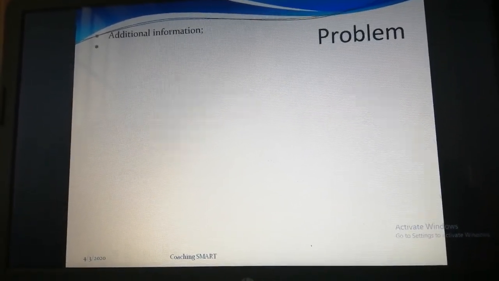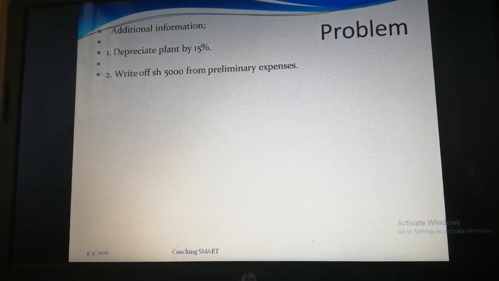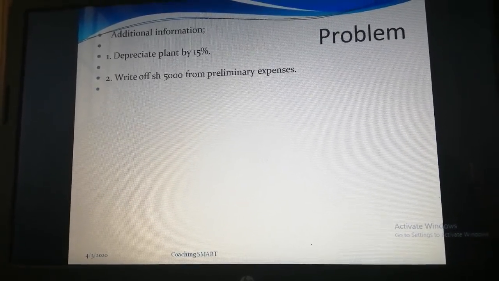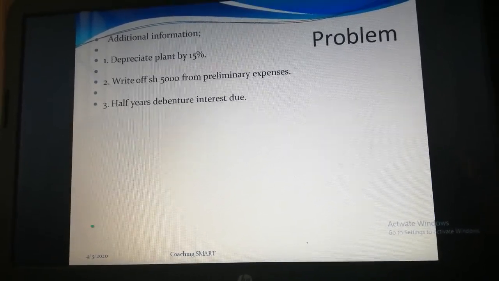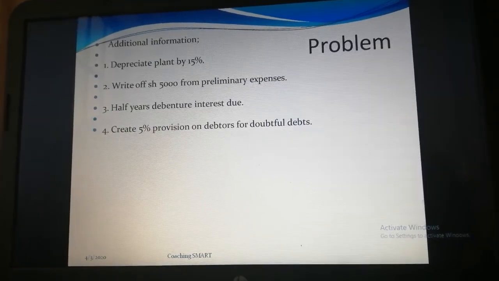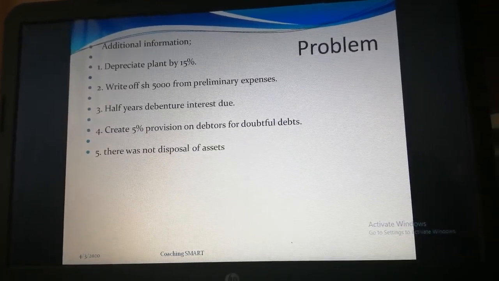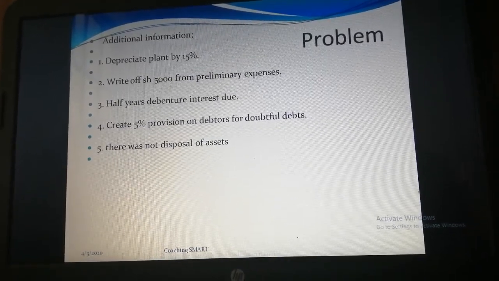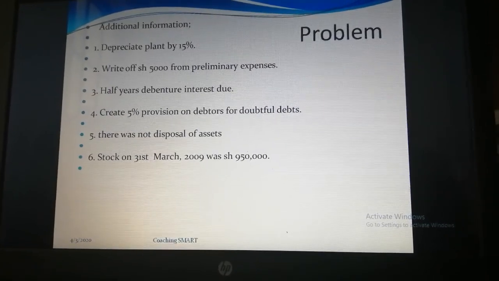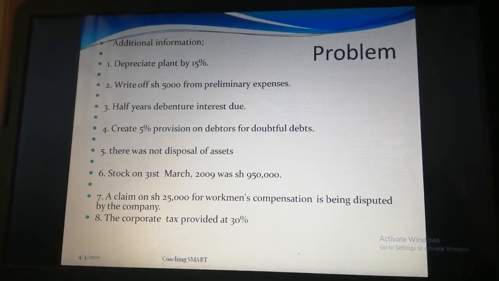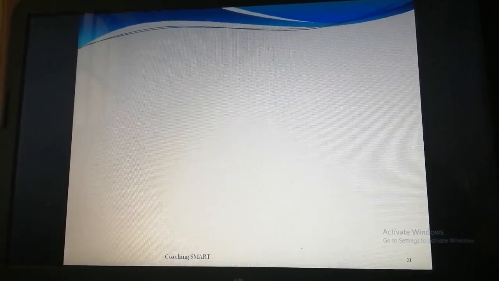Additional information. Depreciation is 15%. Write off 5,000 for preliminary expenses. Half year debenture interest due. Create a 5% provision on debtors. There was no disposal of assets. Stock at 1st March 2009 is 950. A claim of 25% by workmen's compensation. The corporate tax is 30%.